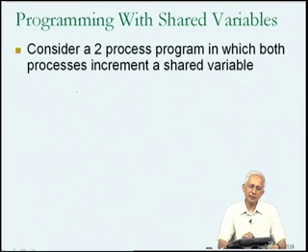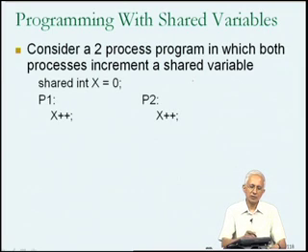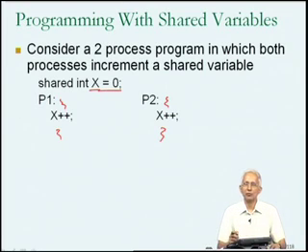So let's suppose that we have a 2-process program, a program running as 2 processes, possibly parent and child, in which both processes increment a shared variable. In other words, there's one shared variable called x, which initially is 0, and each of these processes increments x, which I indicate by the C statement x++. They may be doing other activity as well, but each of the processes is going to increment the shared variable x.